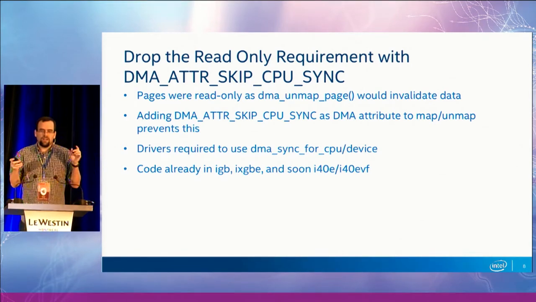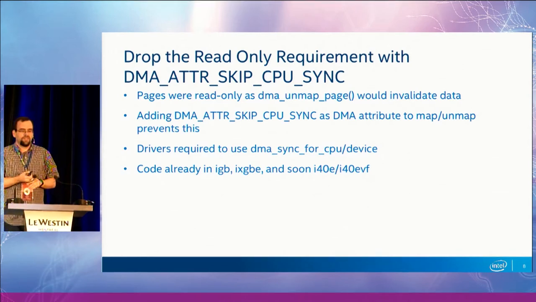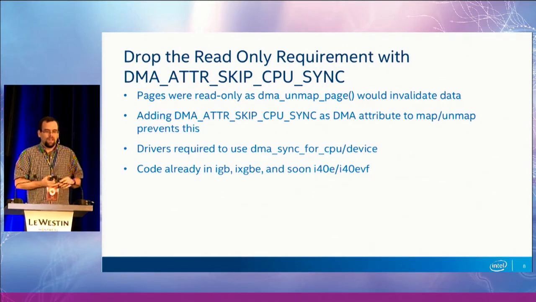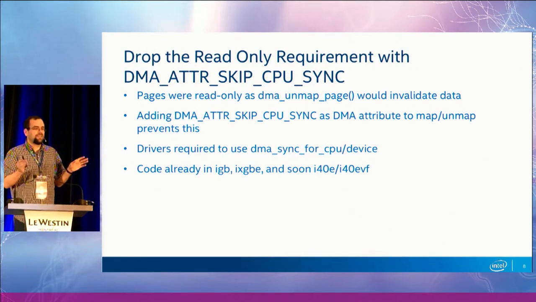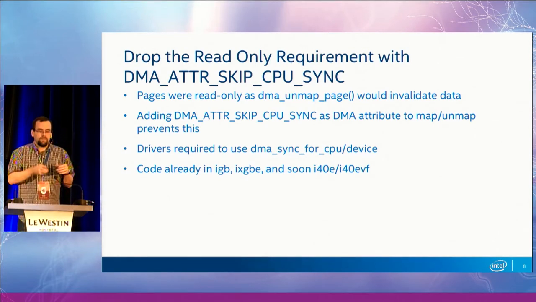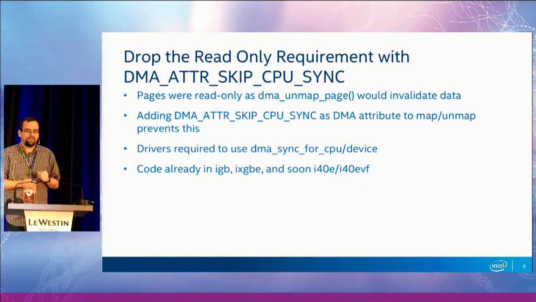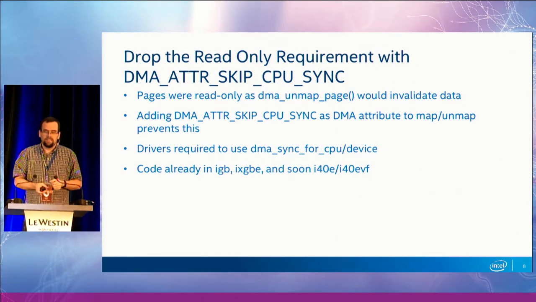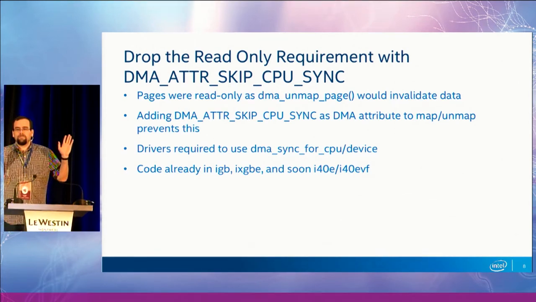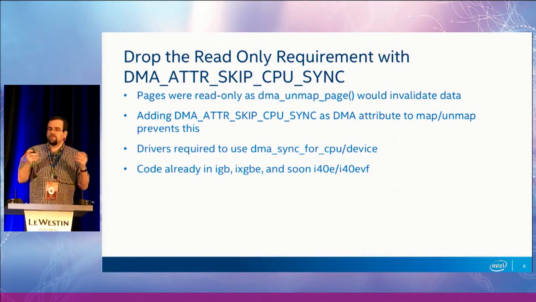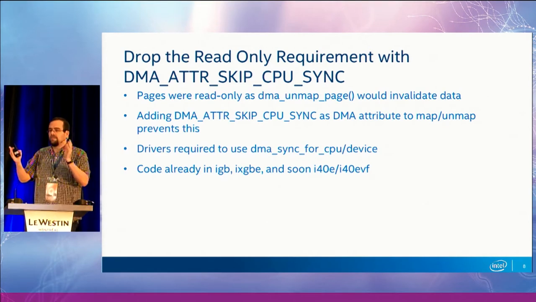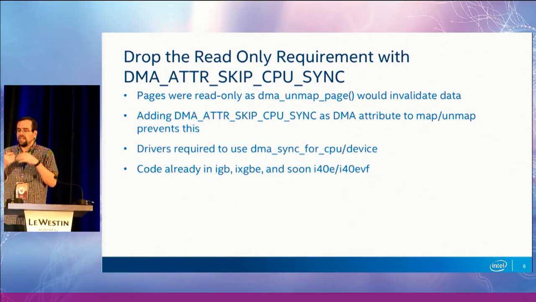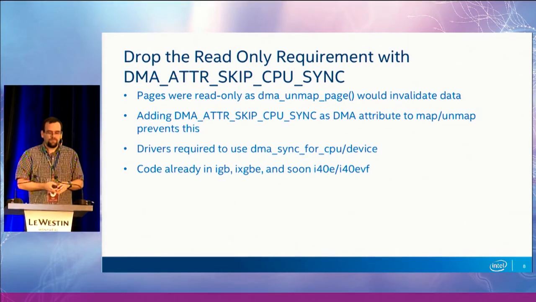So I basically took the attribute and spread it out over all the architectures. Anything that required a cache line to get invalidated or overwrote memory as a result of DMA unmap would end up with this not doing that. So you could call DMA unmap page, pass DMA attribute skip CPU sync, and it won't invalidate the memory. So now it suddenly becomes possible for us to reuse pages, and we don't have to do the memcopy because the pages are now writable, because us unmapping the page later isn't going to invalidate it.